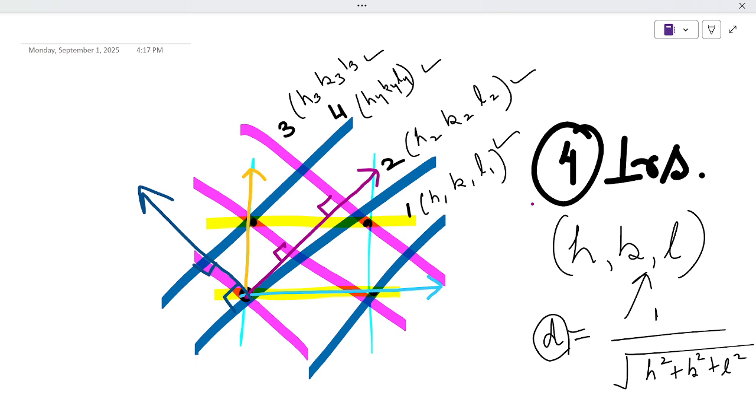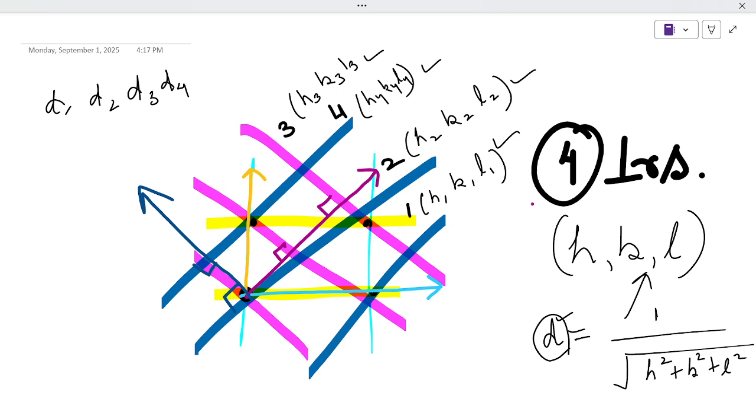draw a normal or perpendicular to each set of planes that you have found in the lattice. That we have already done, we have drawn the perpendicular. The third step is to find d. Find the interplanar distance of the families of planes in your direct lattice. So that means we have found d1, d2, d3, d4.